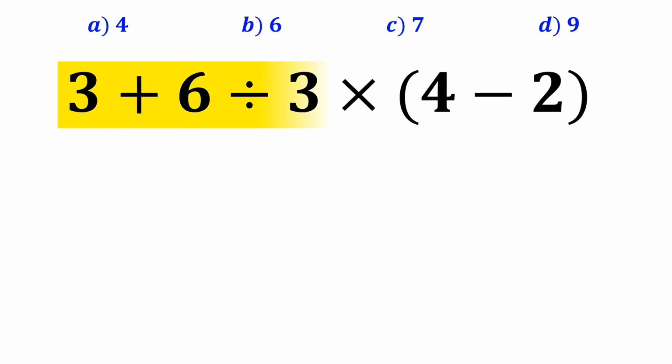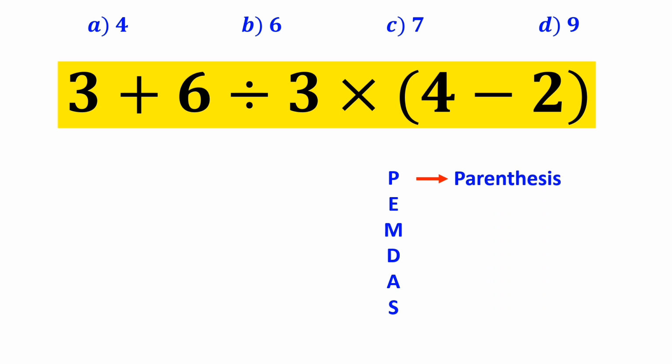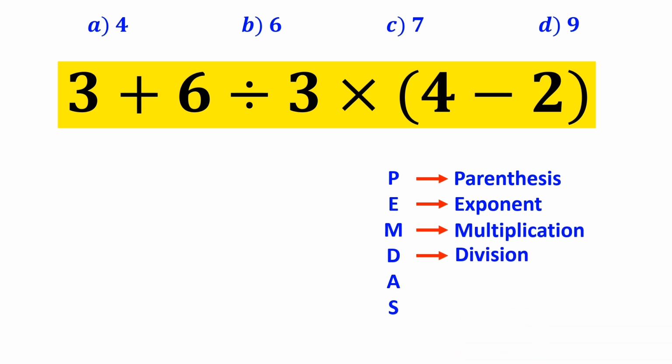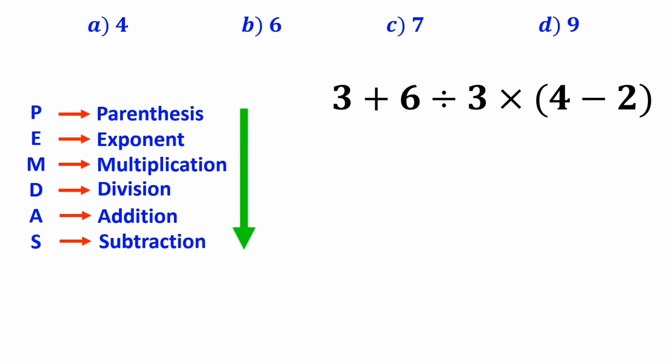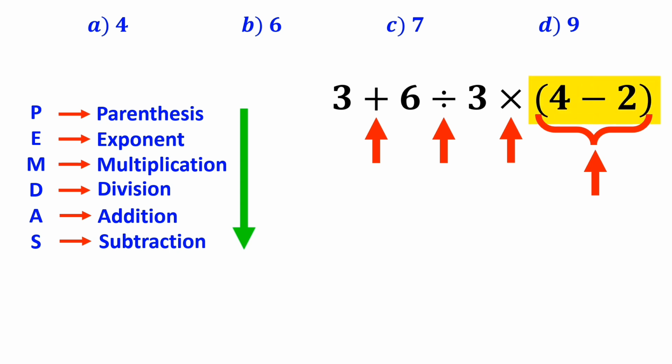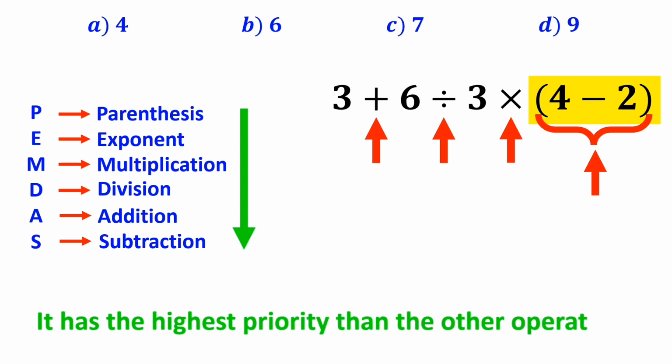Now let me show you how to solve this expression properly. To solve this problem, we must follow the PEMDAS rule. In this rule, P stands for parenthesis, E stands for exponent, M stands for multiplication, D stands for division, A stands for addition, and S stands for subtraction. We must follow the order of operations step by step from top to bottom. Alright, as you can see in the image, in this expression, first we have an addition sign, then a division sign, followed by a multiplication, and finally parenthesis. We must start with the parenthesis first, because it has the highest priority of all the operations.